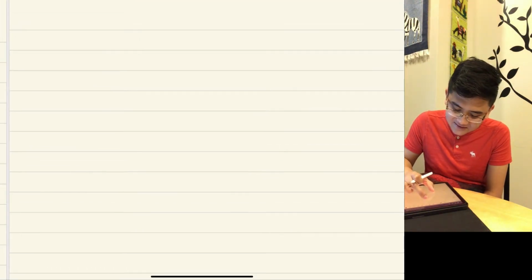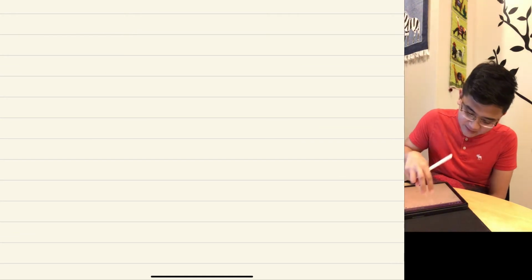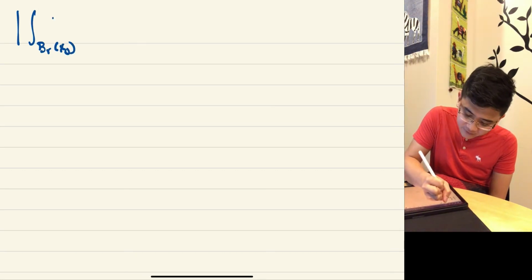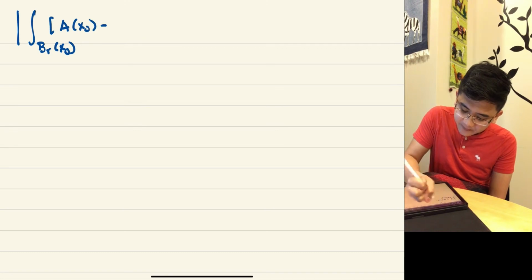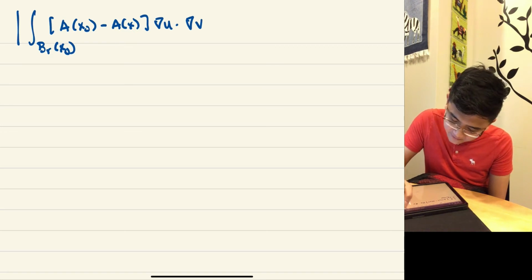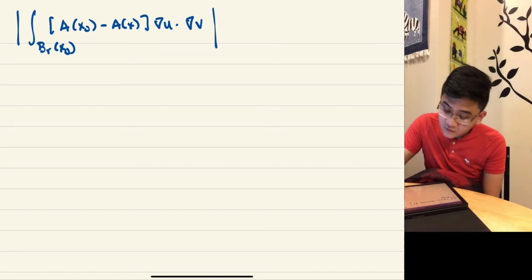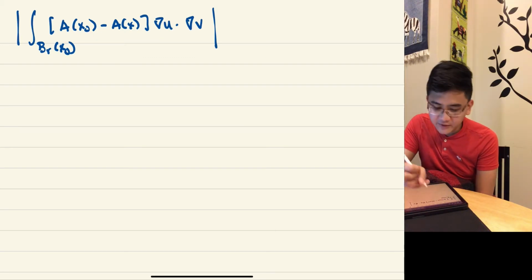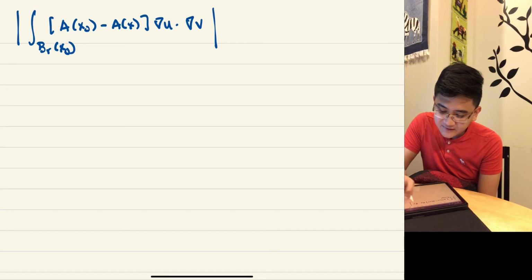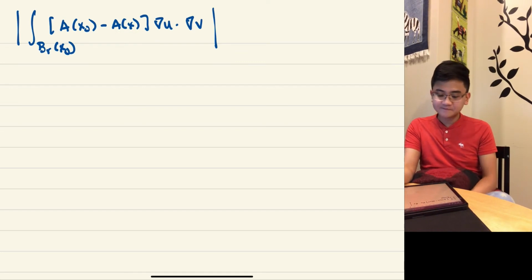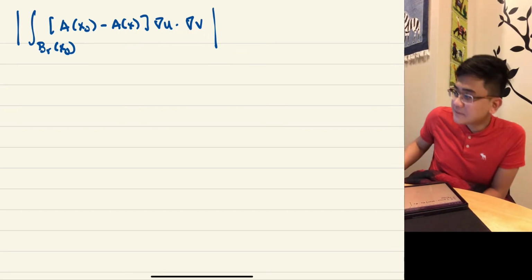For the last term, I have something like this: the absolute value of the integral of (A(x0) minus A(x)) grad u times grad v. We want to estimate this one. Note that A(x0) is a constant matrix, where x0 is some fixed point, and this is an integral in x, so you have some dx here. This other one is non-constant, and of course these depend on x as well.